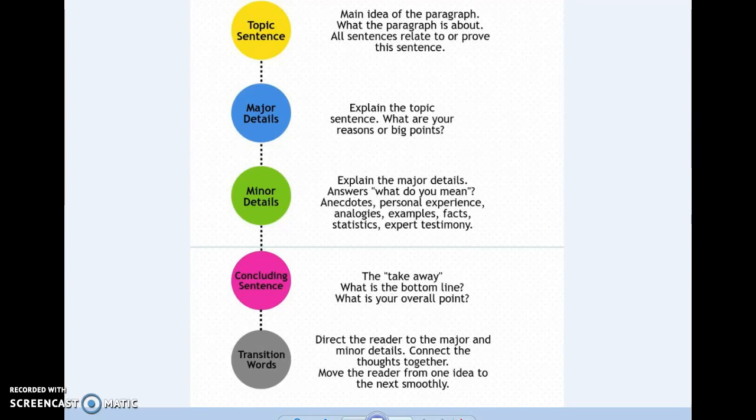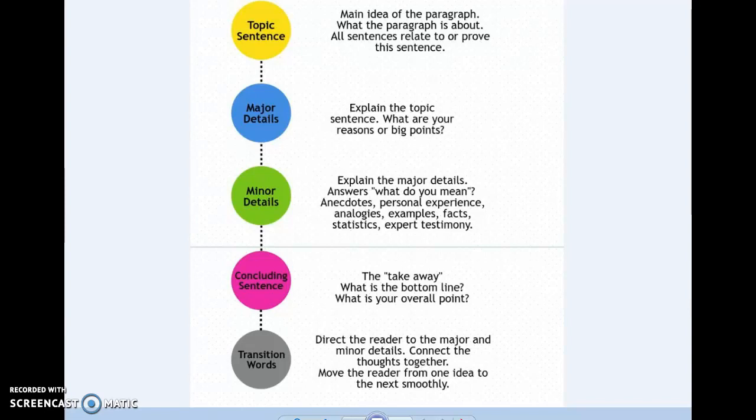The minor details are examples, anecdotes, facts, statistics, expert testimony, and analogies that help the reader understand the major details. These are the details that relate the topic, your thoughts, your life experiences, your ideas. It should answer the question, what do you mean? And should paint a picture in the audience's head.